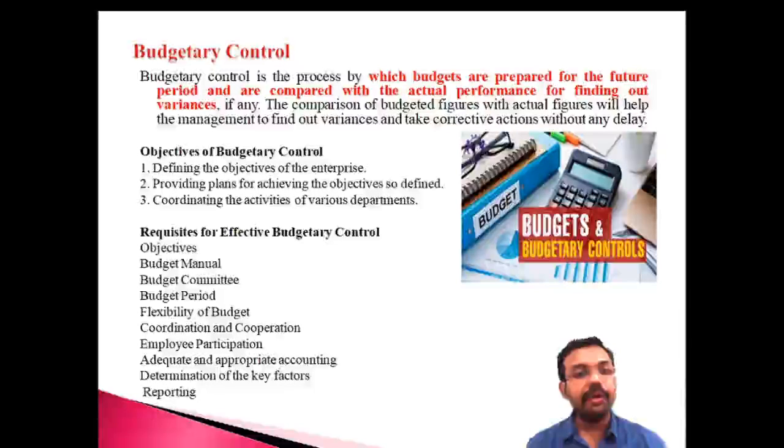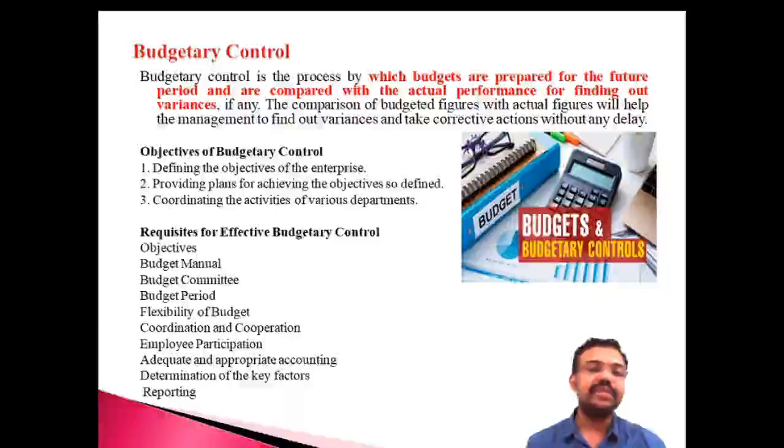From a government point of view, every government prepares a budgetary control statement. That means comparing the budgeted figures with the actual figures. It helps management find out the variance and take corrective action without delay. This concept is known as budgetary control. That means expenditure and income: how the expenditure is related, whether it is in excess or deficit, or can be properly managed. A surplus or deficit can be easily identified with the help of budgetary control.